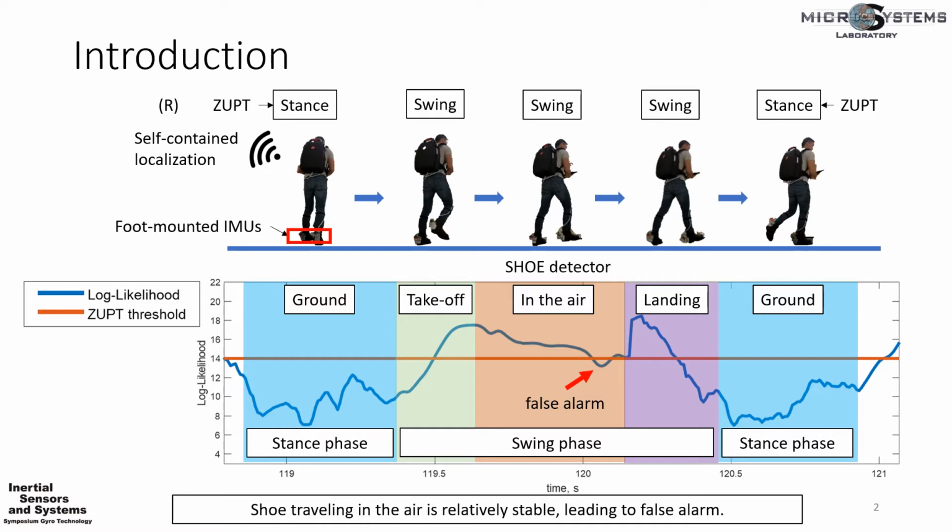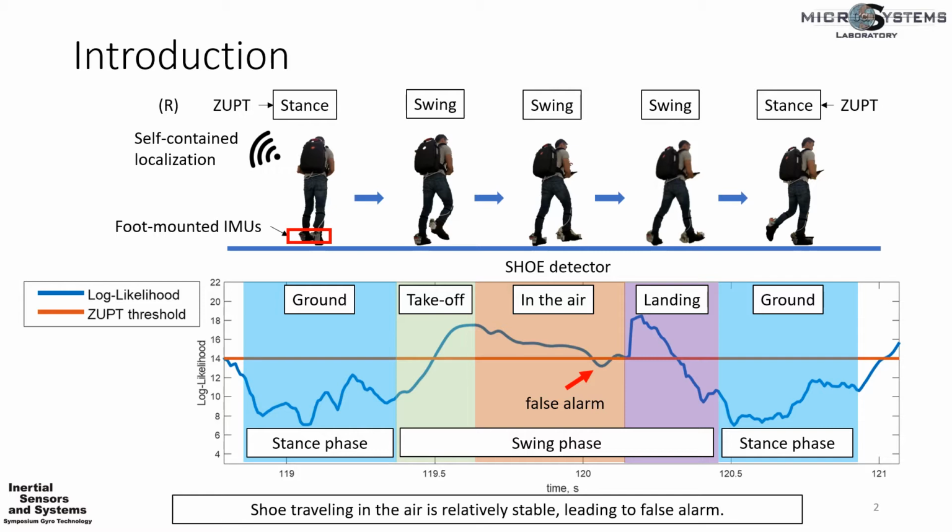However, the drawback of the SHOE detector is that the statistic drops when the shoe is in the air because during the period, the IMU is more stable than the takeoff and landing period. The drop of the statistic often leads to false alarm. For example, if we use a threshold indicated by the red line in this plot, then during this period, the foot was in the air, but the statistic was lower than the threshold, which generates a false alarm.